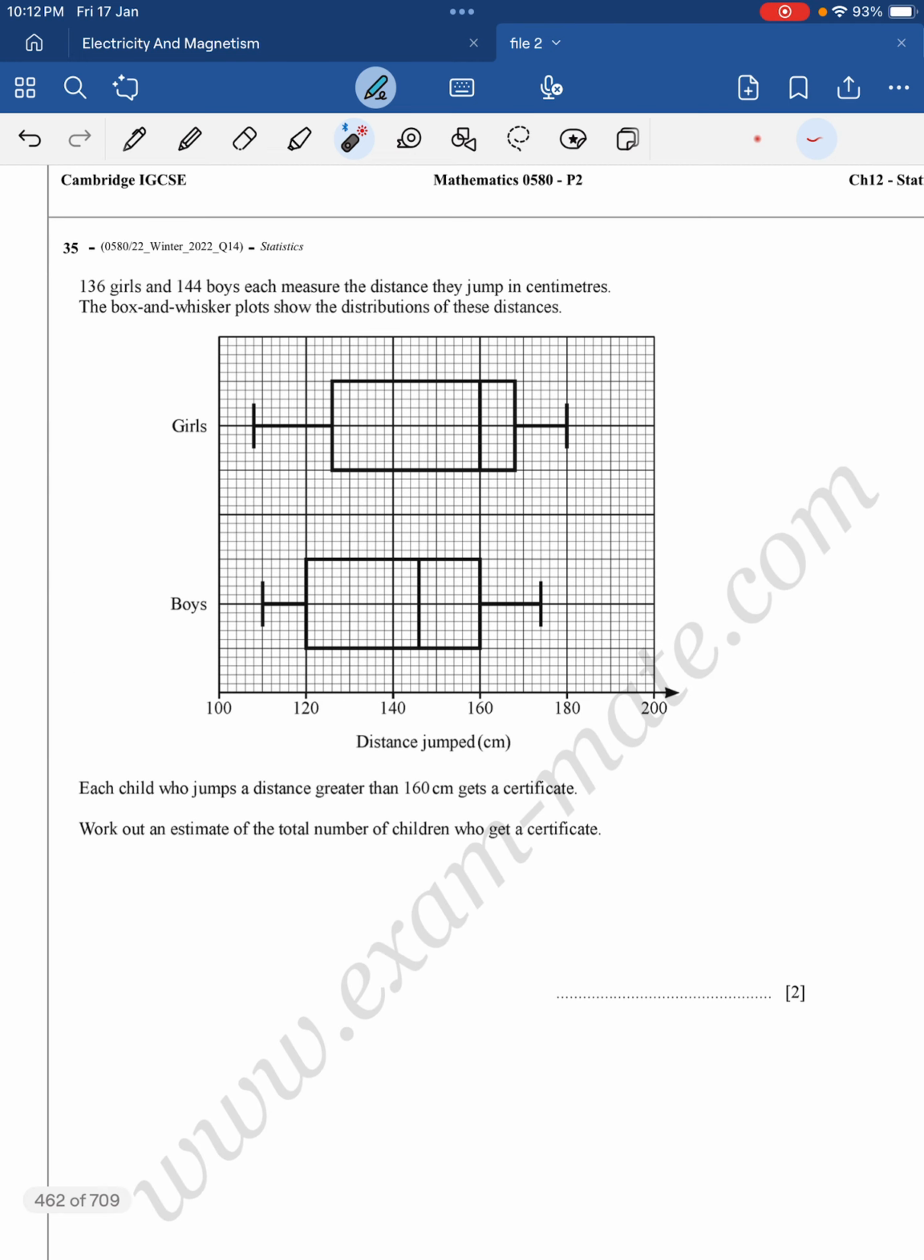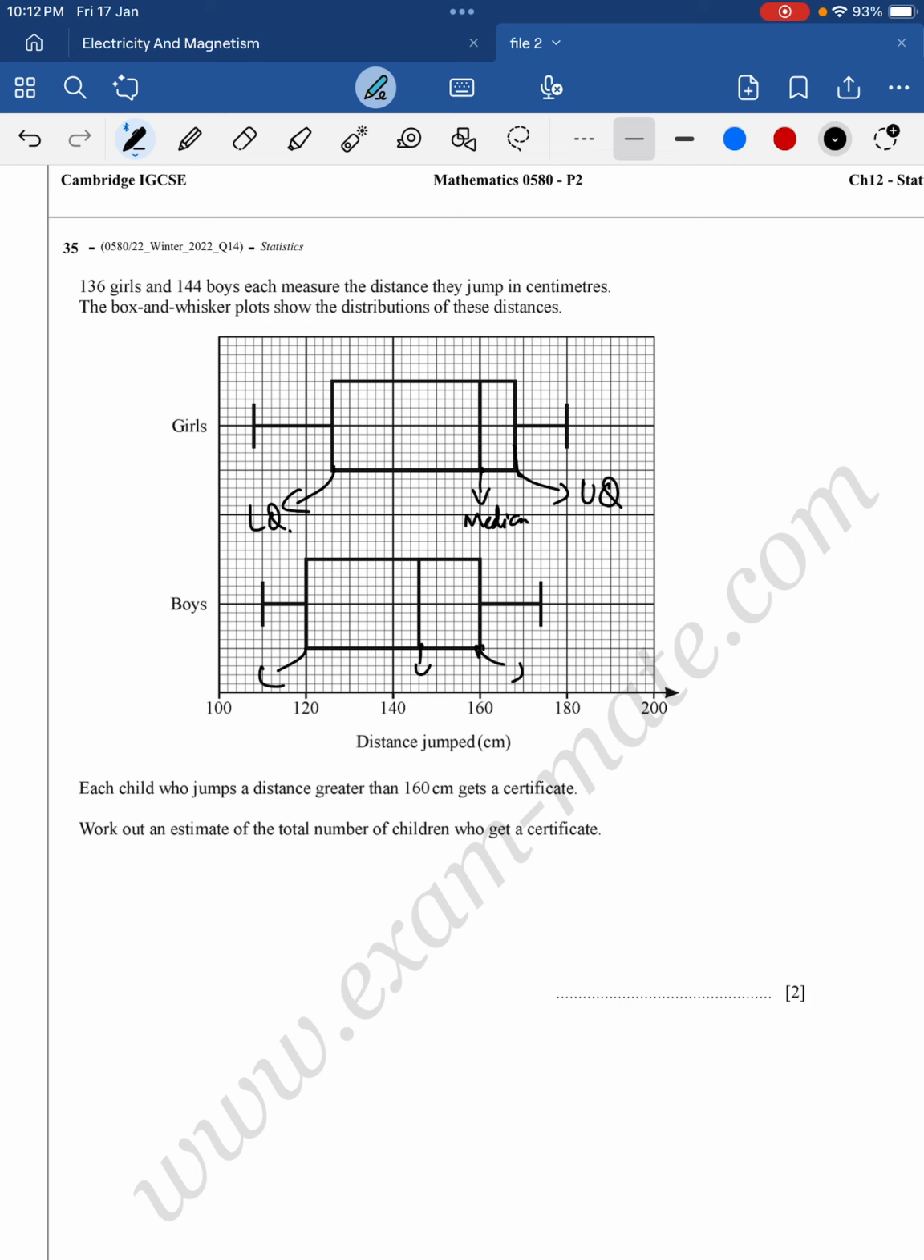We have a box and whisker plot, right? So here the interpretation of this is median, and this line is upper quartile and this line is lower quartile. Similarly, this will be median, this will be upper quartile, this will be lower quartile, right?